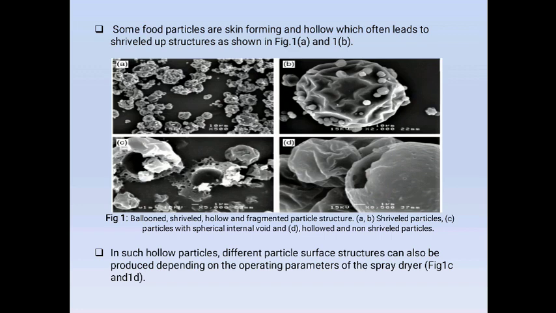Some food particles are skin-forming and hollow, which often leads to shriveled-up structures as shown in Figure 1a and 1b. In such hollow particles, different particle surface structures can also be produced depending on the operating parameters of the spray dryer, as shown in Figure 1c and 1d. Figure 1a and b show shriveled particles, c shows particles with a spherical internal void, and d shows hollowed and non-shriveled spray-dried particles.